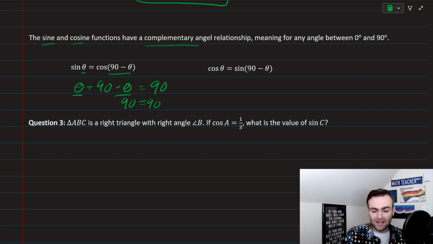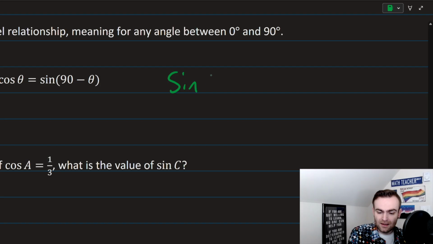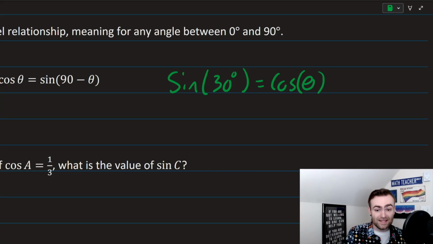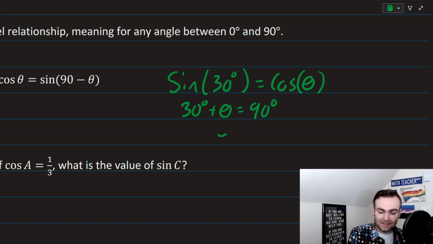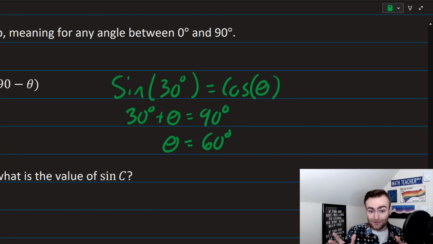So let me give you a small example of that over here. If I have the sine of 30 degrees is equal to the cosine of theta, what is theta? Well, for the actual sine and cosine to be equal, the angle inside of a sine and the angle inside of a cosine have to be complementary. So 30 degrees plus theta has to equal 90 degrees, meaning that theta has to equal 60 degrees. So that's an interpretation of that, and that might be a problem that you come across in the future.